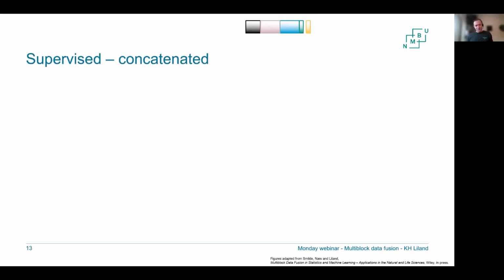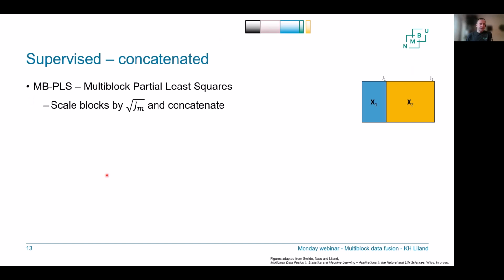So over to where I am most familiar, where I do most of my work. That's the supervised part. And we'll start with a concatenated version. And now everything is sample-wise connection. So concatenated means that we are looking at multi-block partial least squares. So what do we do here? Well, we start by scaling our blocks, and the typical scale here is the square root of the number of variables in the block. So JM here means the number of variables per block in this case. So simply scaling them and then putting them together in one larger block like this.